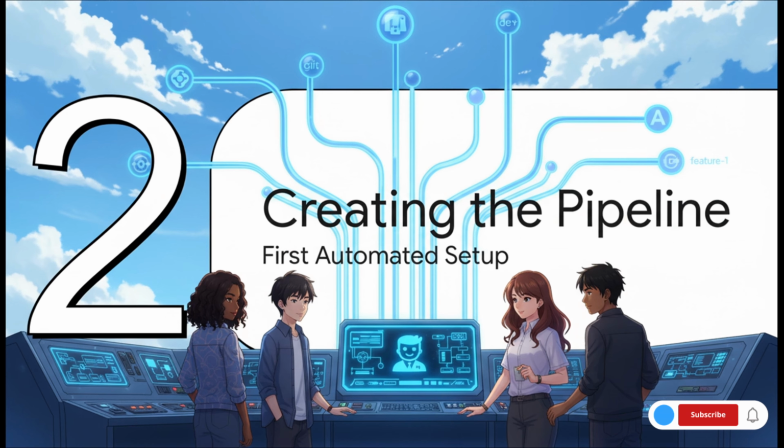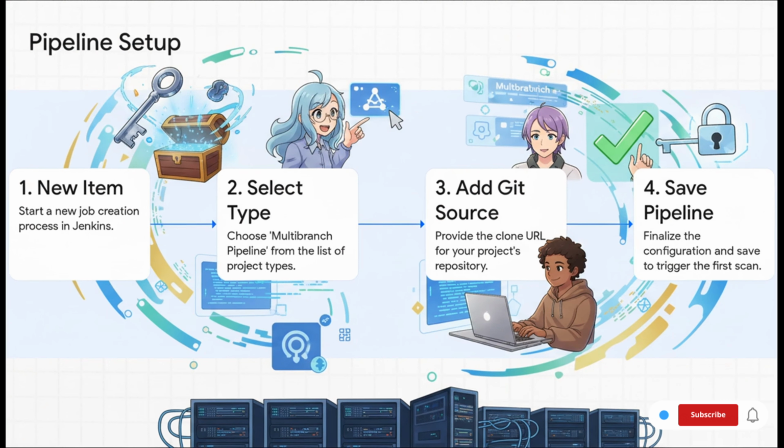So let's walk through how to get this initial setup done. The process is actually pretty straightforward. First, you'll go to New Item in Jenkins, but here's the key. Instead of picking a standard pipeline, you're going to choose Multi-Branch Pipeline. From there, it's really just about telling it where your code lives by adding a Git source, tweaking a few key details, and hitting save.